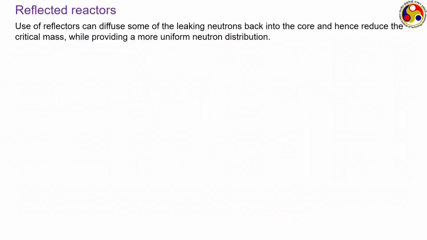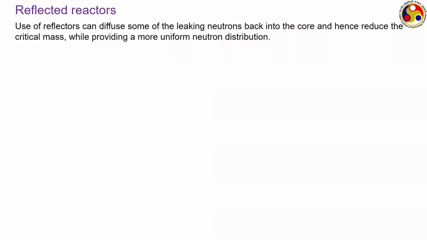And one way of achieving that is by the use of reflectors. If you remember, we have mentioned in one of the earlier discussions that reflectors are commonly used to reduce the neutron leakage from the reactor. Now, neutron going out of the reactor is never desirable, because that reduces the neutron density inside the reactor and thereby affects the power generation inside the reactor.